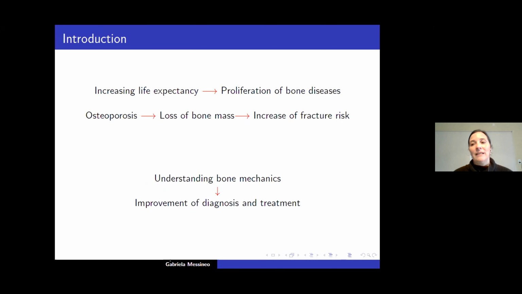During the last decades, life expectancy has increased worldwide, and with that, bone diseases such as osteoporosis have proliferated. Osteoporosis leads to the loss of bone mass and increases the fracture risk. This causes an enormous cost to the social security system around the world, so a better understanding of bone mechanics is necessary in order to improve the diagnosis and treatment.